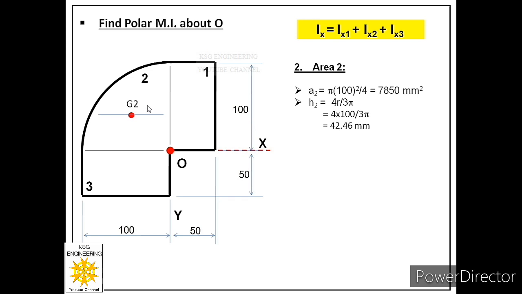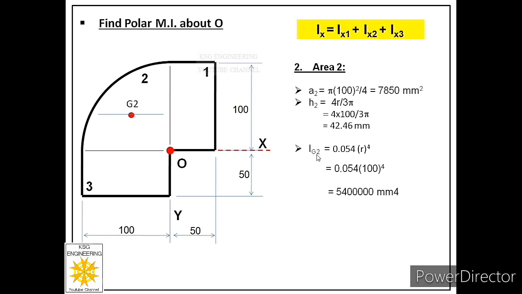Next step is we have to find area moment of inertia of area 2 about its own centroidal axis. And we know for a quarter circle, area moment of inertia about its own centroidal axis is given by this formula, that is 0.054 r4. So this you should remember. So put the value of radius and we'll get Ig2.